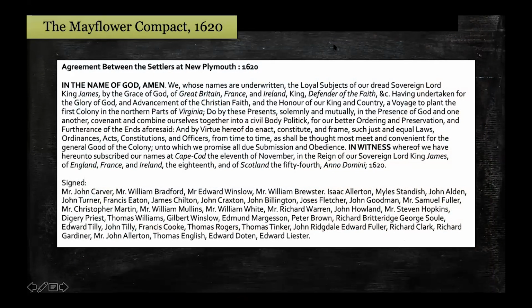Now let's read this document together, the Mayflower Compact. The Mayflower was the ship the Pilgrims used to sail to the New World. And in 1620, those aboard the Mayflower drew up this document and signed it. It really is a precursor to American democracy in many ways. It's a very short document. Agreement between the settlers at New Plymouth, 1620.